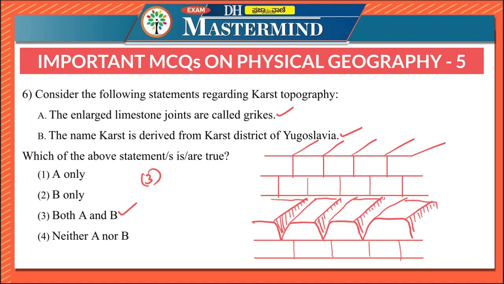So if you look at the picture over here, you will understand what are clints and grikes. Limestones are usually well jointed. If you look at this picture, you can see the limestone is well jointed, and it is through these joints and cracks that rainwater finds its way. When the rainwater comes, it only finds its way into the underground through these joints as well as cracks.